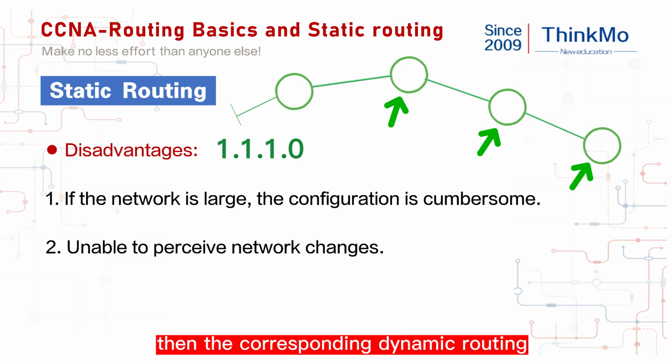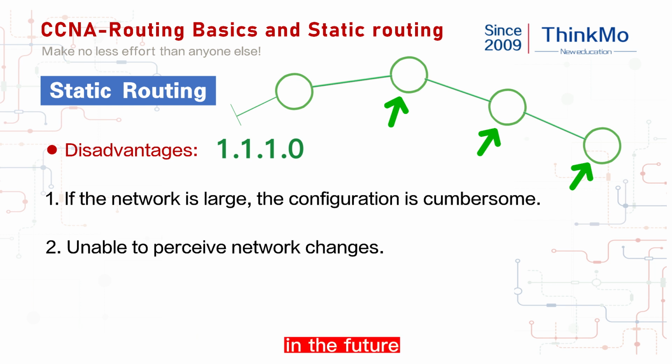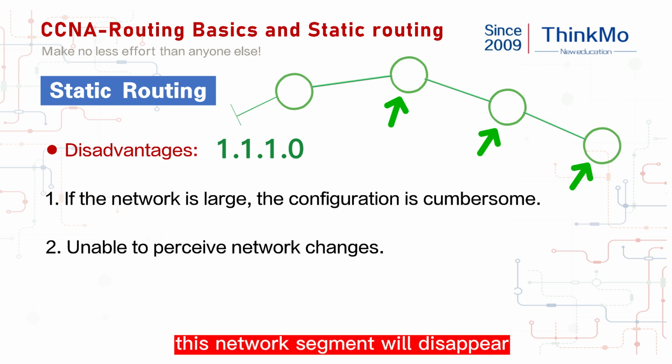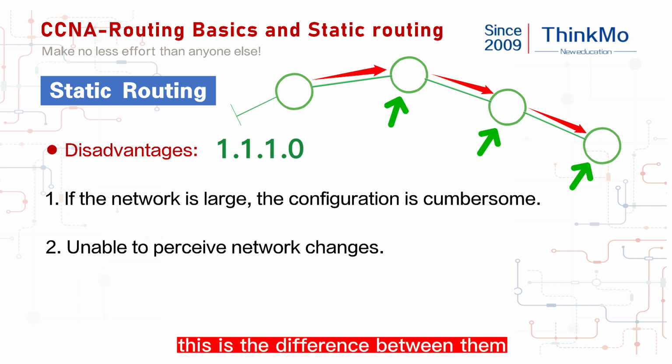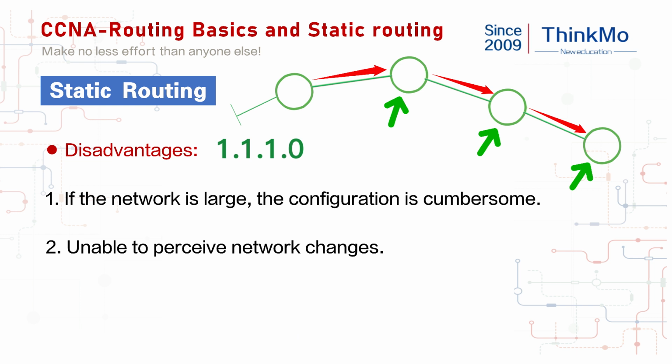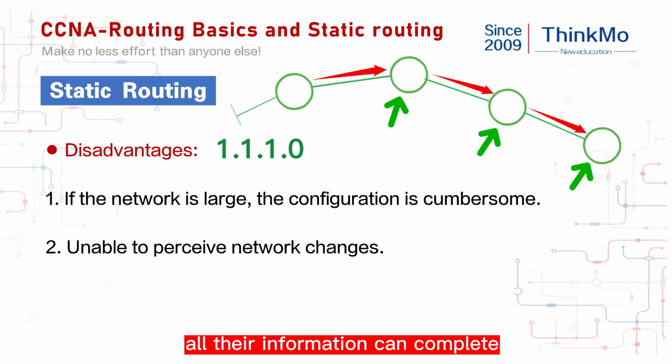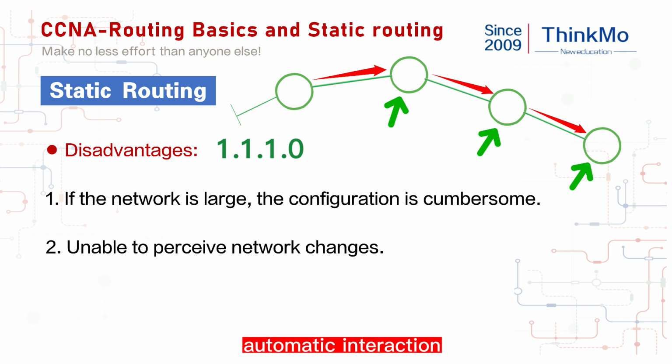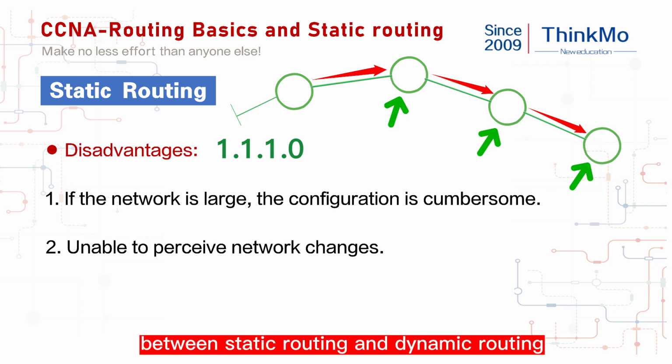Then the corresponding dynamic routing can solve this problem. If a network segment already exists in the overall network topology, in the future, when this network segment disappears, it can automatically tell other devices. This is the difference between them. That is, only preconfiguration is required. In the later stage, all their information can complete automatic interaction. This is the biggest difference between static routing and dynamic routing, the difference at the configuration level.